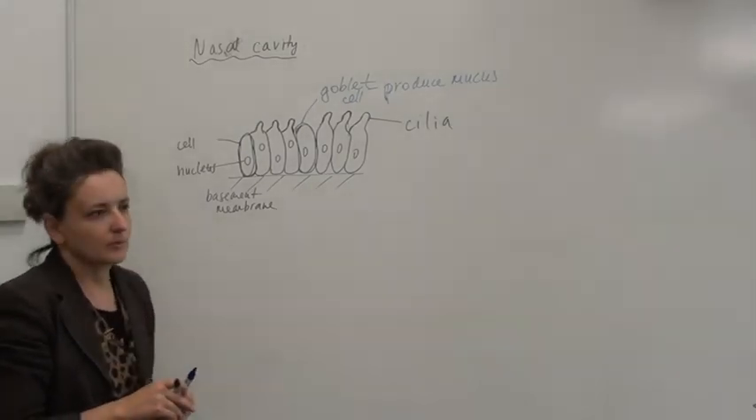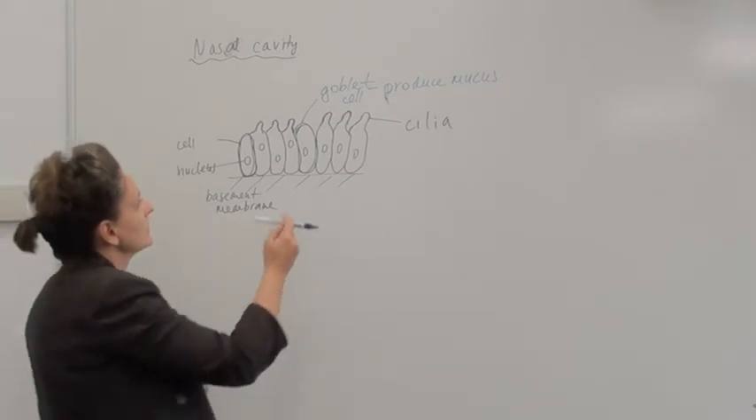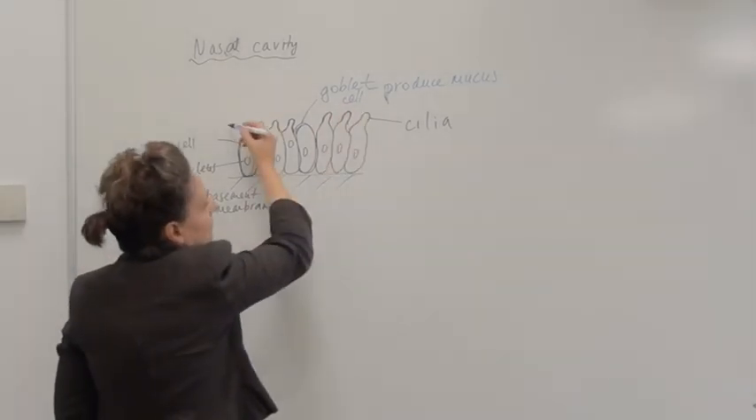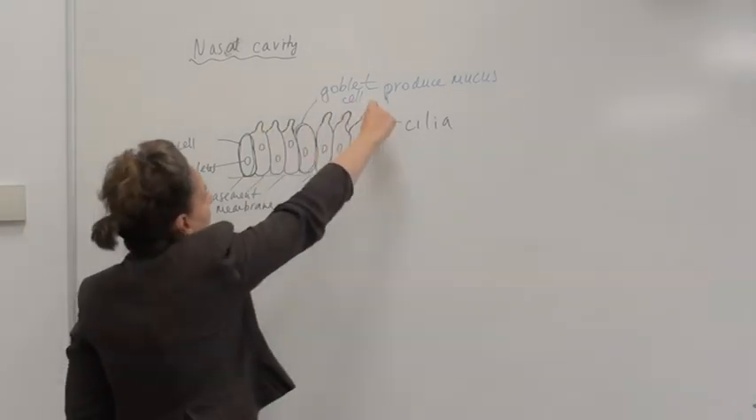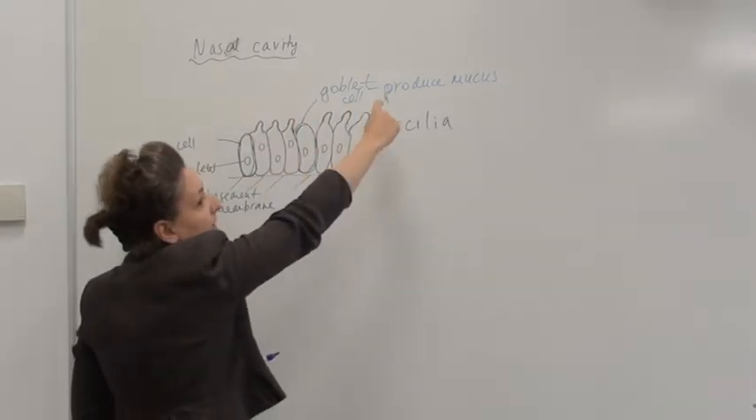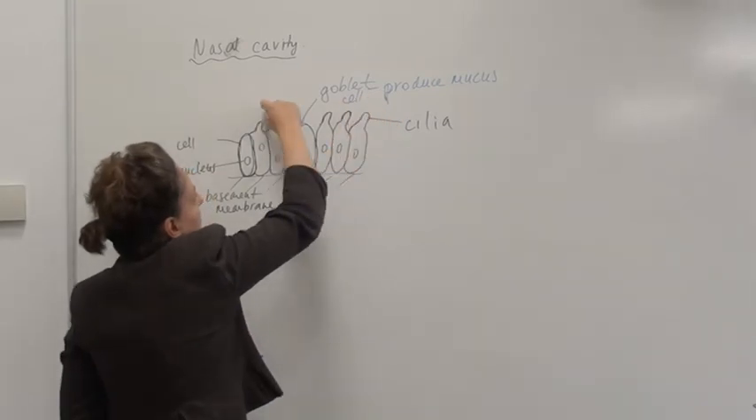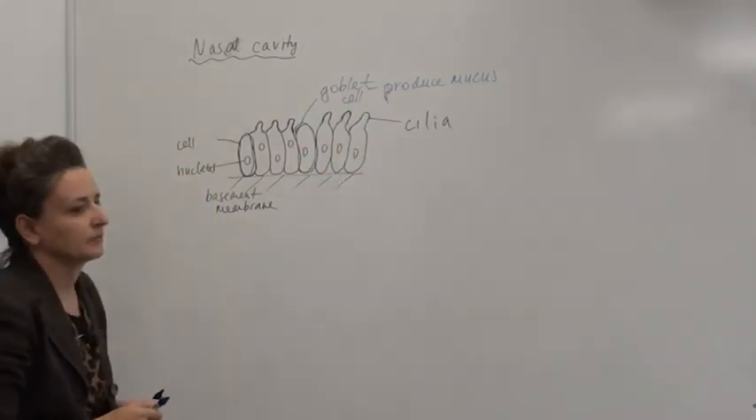So goblet cells are going to be producing this layer of mucus, and this layer of mucus is going to be sitting on the surface of those cells, in a layer. I'm not going to draw it because it's going to make the diagram really complicated. But imagine a layer of mucus sitting here on top of the cilia.